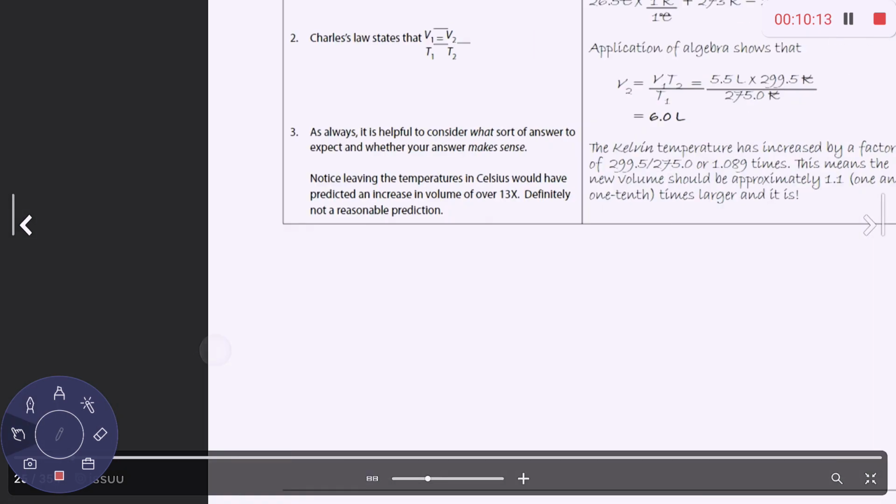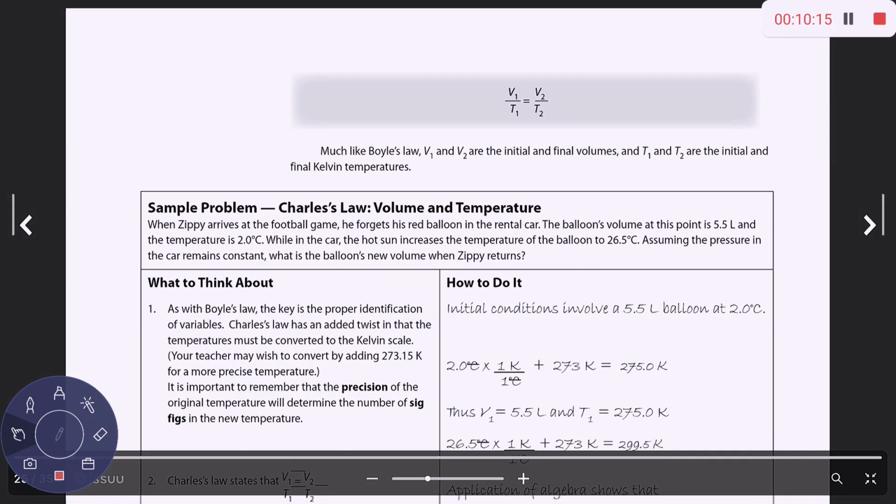So this equation is V1 over T1 equals V2 over T2. Even the best math students mess this up every year. So I highly suggest you cross multiply before you do anything. Okay? Let's take a look at a practice problem.